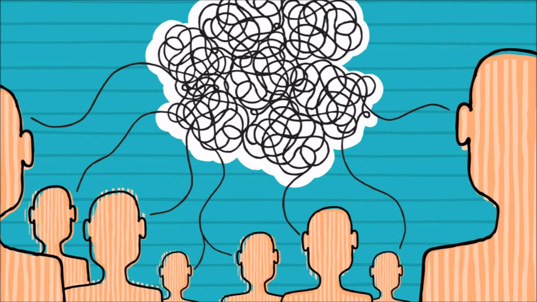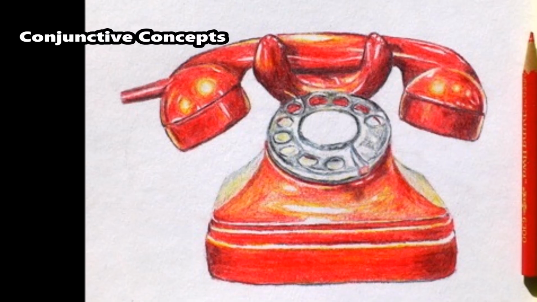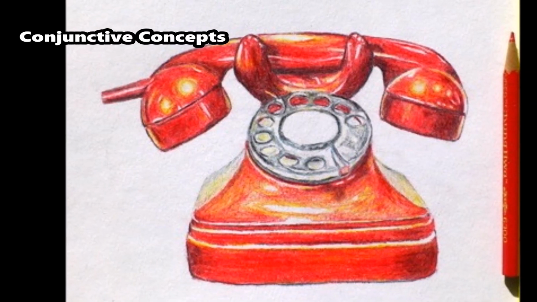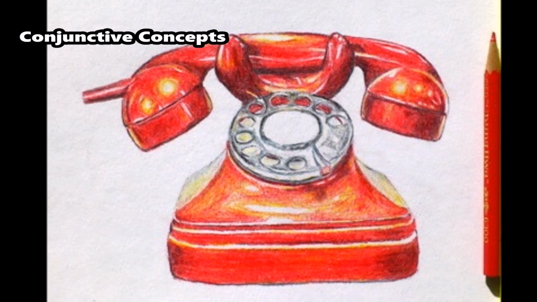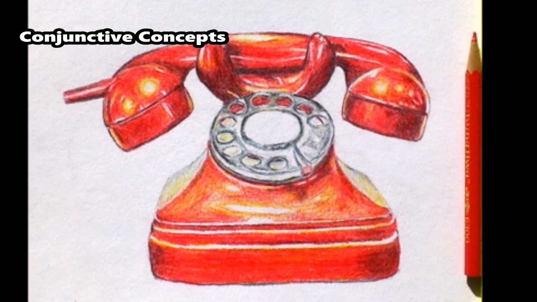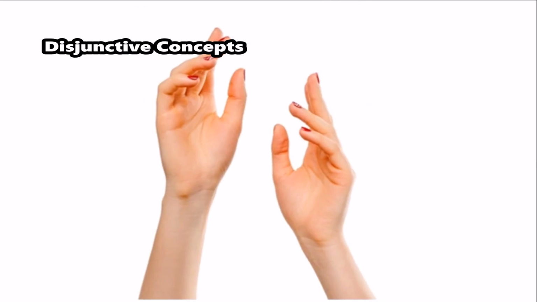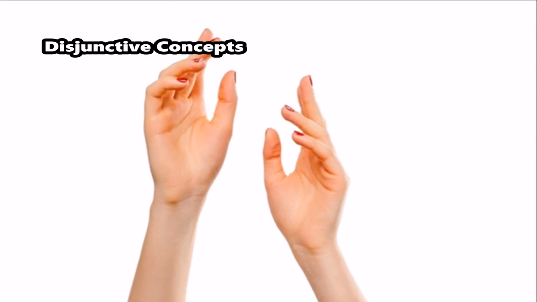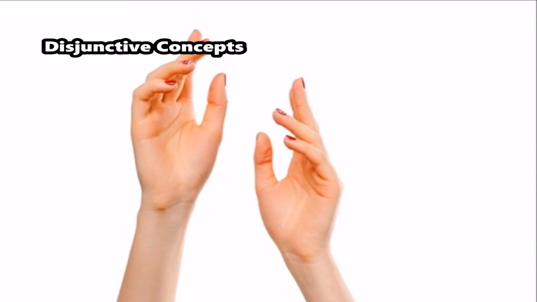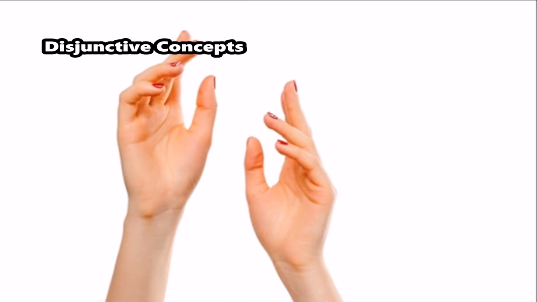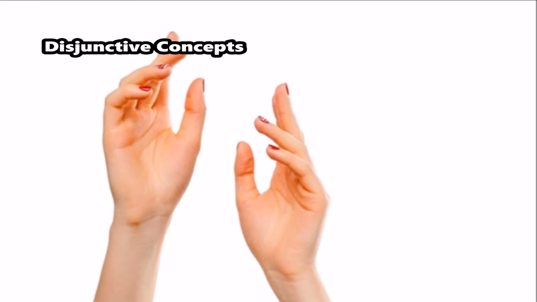Complex concepts are further divided into two types, conjunctive and disjunctive concepts. Conjunctive concepts are those concepts that help us to determine the similarity between two dissimilar objects. For example, how are a pencil and a telephone alike? Disjunctive concepts help us to determine how two highly similar things differ from each other. For example, how is the right hand different from the left hand?